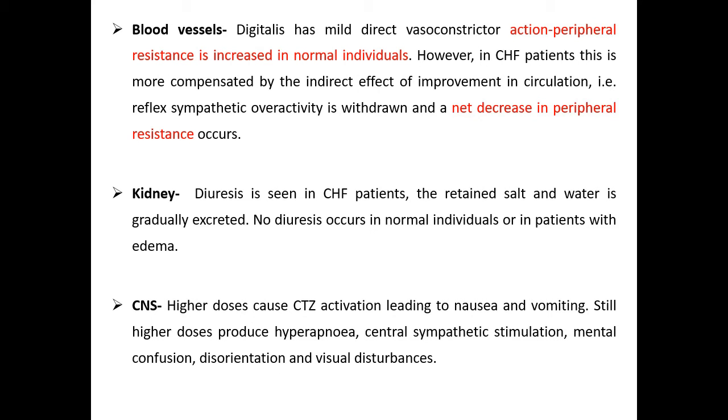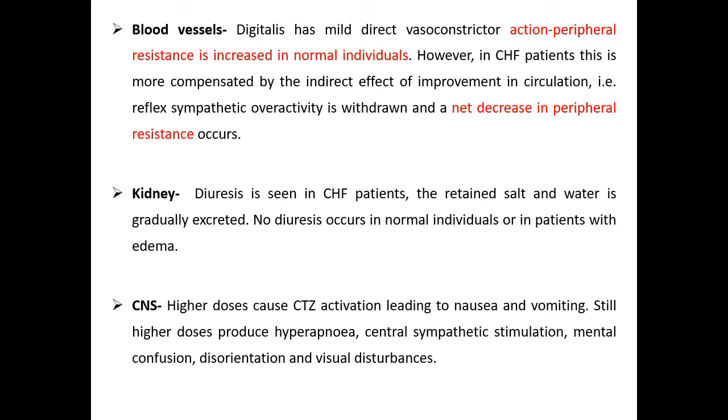And then coming to action on the blood vessels, digitalis has a mild vasoconstrictor action and it leads to an increase in the peripheral resistance in normal individuals. So in normal individuals, there is a slight increase in peripheral resistance through vasoconstriction by cardiac glycoside. But in CHF patients, as already said, there is decreased sympathetic activity and increased vagal activity. So there is a net decrease in peripheral resistance in CHF patients. So there is an opposite action in both types of person. In normal individuals, there is an increase in peripheral resistance, but in CHF patients, there is a decrease in peripheral resistance by cardiac glycosides. Now coming to the next organ, that is kidney.